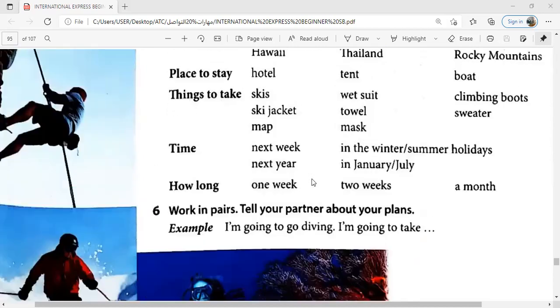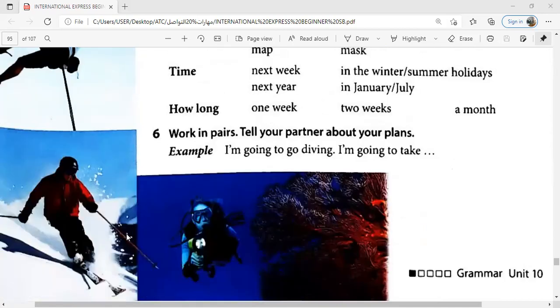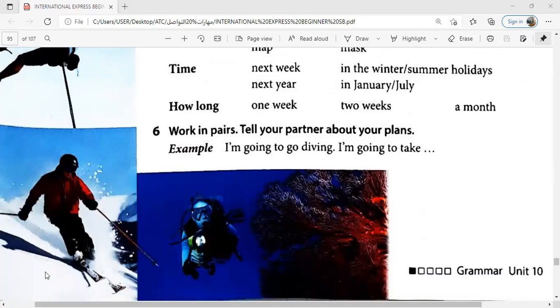Of course, some words, I don't know if they are new to you, are skiing, diving and mountain climbing. I also have skis and a ski jacket, for skiing. Here, okay, this is skiing and these are the skis. This is the ski, we call it a stick. The ski jacket, of course, is part of the gear, which we call equipment.